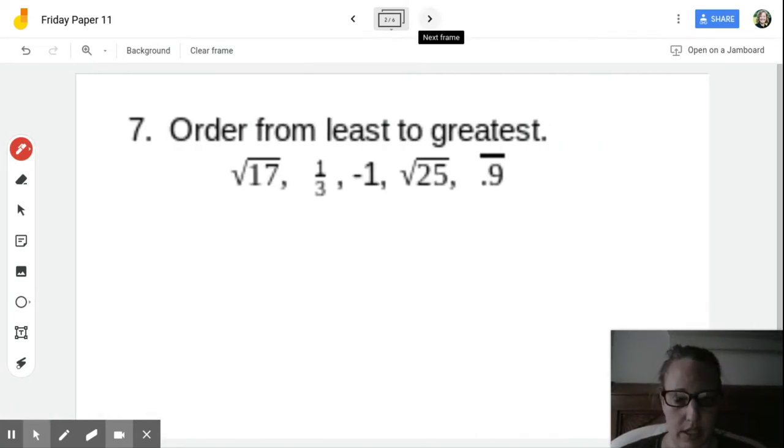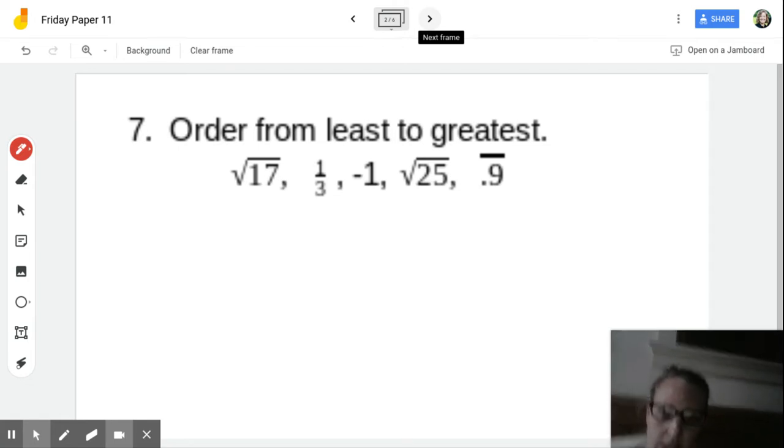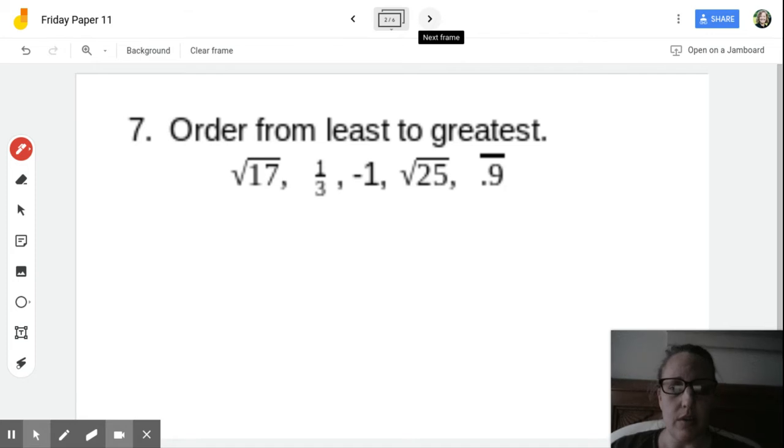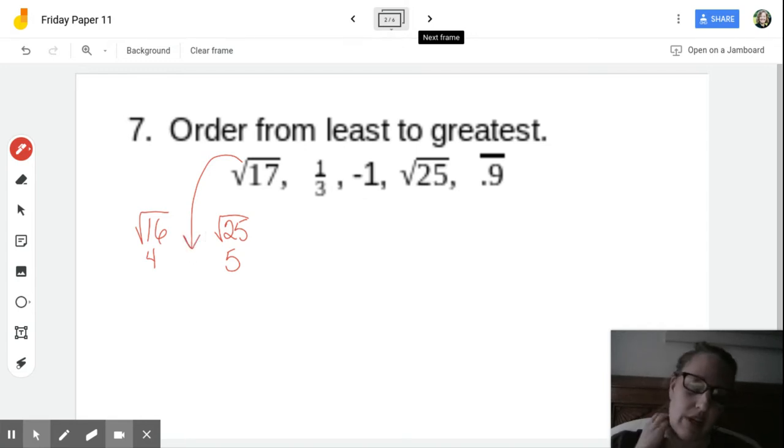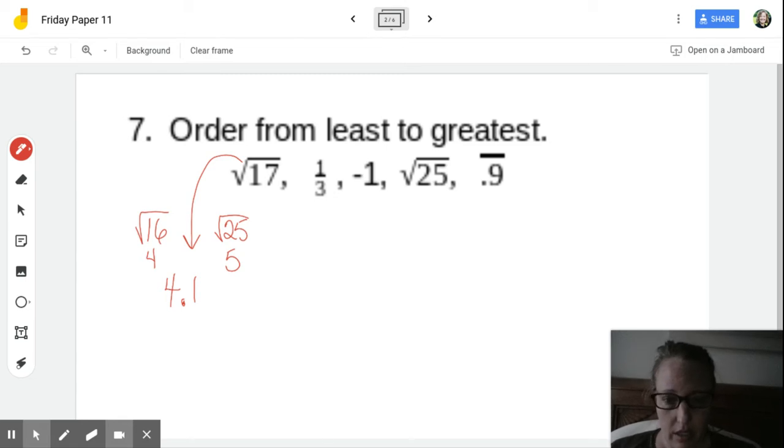Order from least to greatest, number 7. All right. The square root of 17 is irrational. So we got to figure out what two perfect squares it's between. Square root of 16 is perfect, which is 4. And the square root of 25, which is 5. So the square root of 17 is between 4 and 5. It's closer to 4. We're going to estimate it to be about 4.1. It's probably close enough for what we're doing.